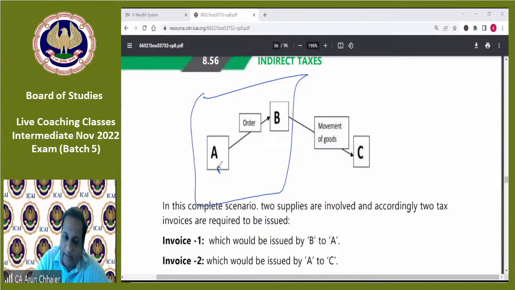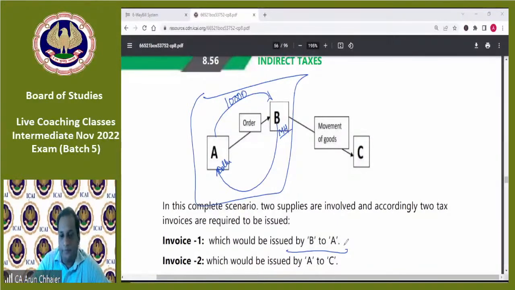A is from Delhi, B is from Maharashtra. A has given the order of 10,000 pieces of laptops or computers to B. B will deliver the goods to Delhi. He will raise the tax invoice from B to A. No problem. The place of supply would be the Delhi location. I'm not reading the place of supply right now.